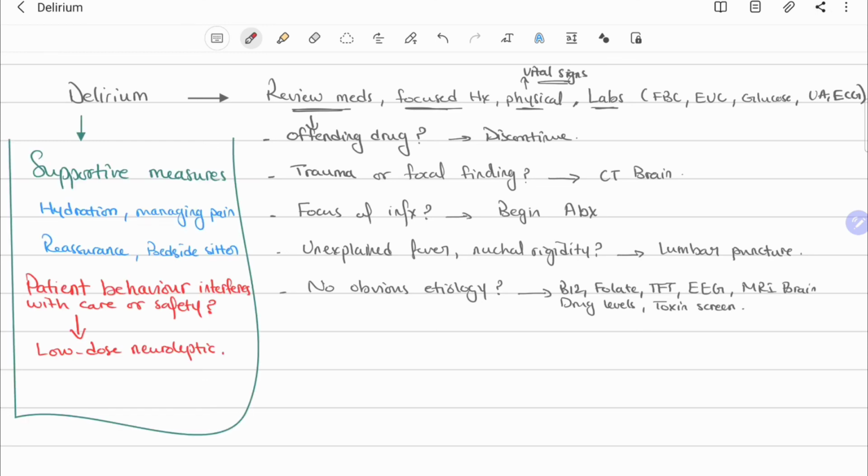And in the meantime, we can institute supportive measures such as maintaining the hydration of the patient, avoiding restraints, mobilizing the patient, reducing noise, providing orienting stimuli, reassuring the patient, providing a bedside sitter, and managing pain and treating the underlying medical condition that he's in the hospital with. And if the patient's behavior interferes with care or safety, we should consider a low-dose neuroleptic such as haloperidol or quetiapine, as we discussed earlier.